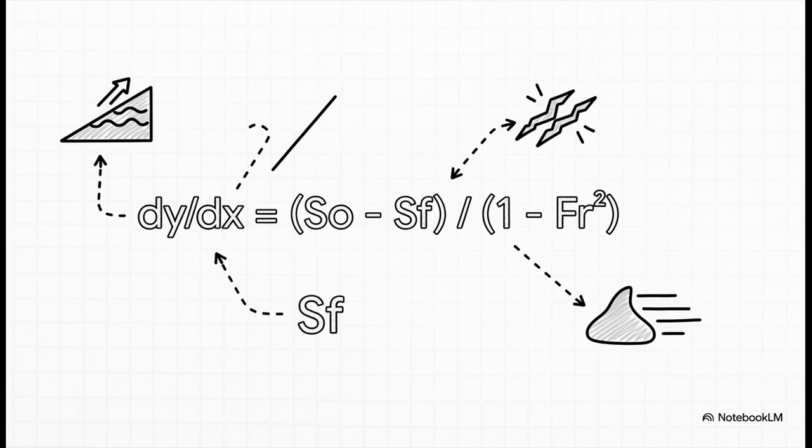This little formula tells us exactly how the water depth, which is y, changes over a distance x. It's the winner of the tug of war on top divided by the flow state on the bottom. This right here is the secret recipe for every single one of those curves.